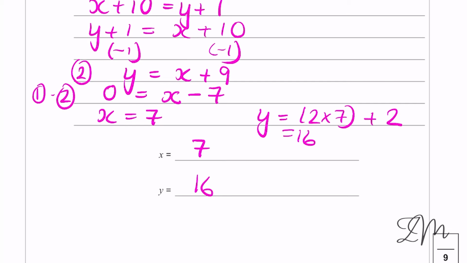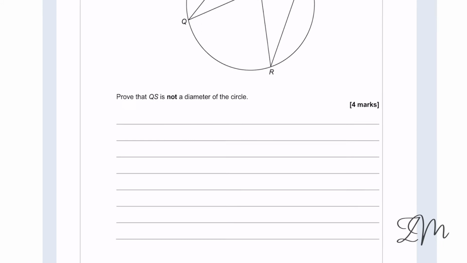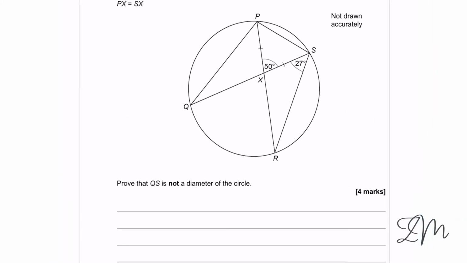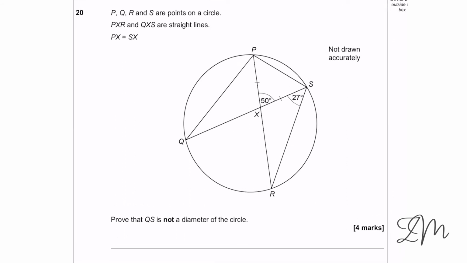So you could have solved those simultaneous equations in a few different ways. That's just one of the ways. Okay, question 20. We want to prove that QS is not a diameter. When you get something like this and you're not sure what you're doing, just look at the diagram and start to label things.